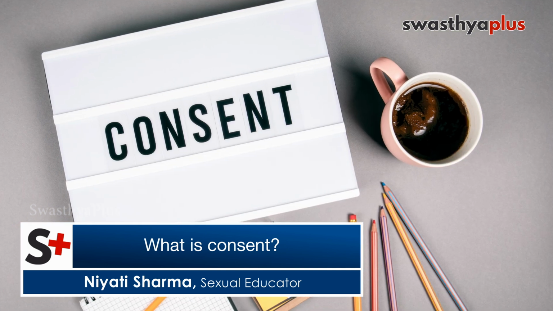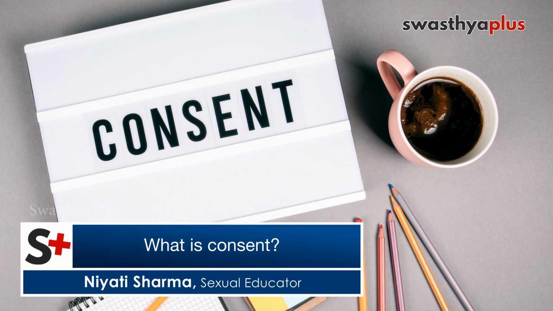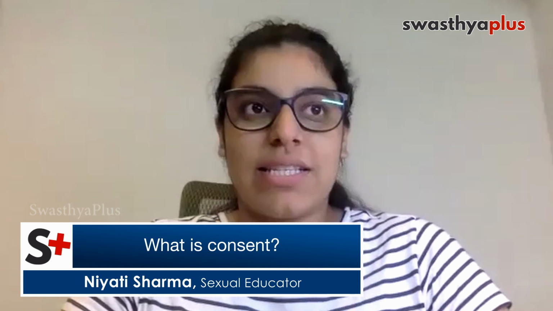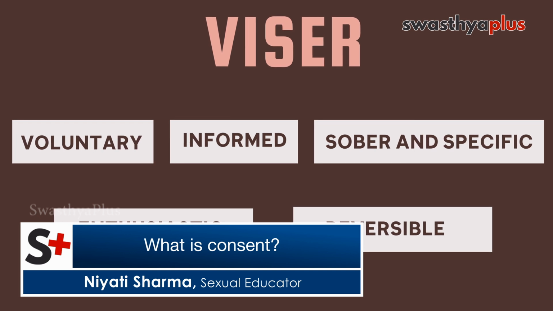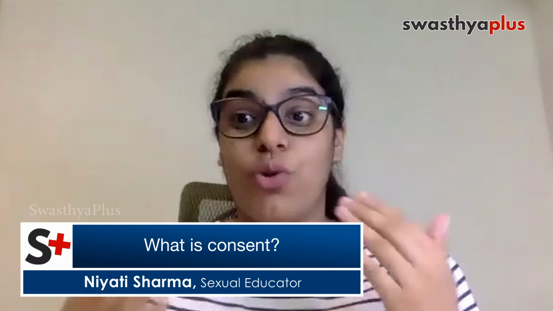There's really a lot of different aspects of consent that need to be accounted for, right? So the acronym that we use at Pratisandhi is called VISOR, which is basically V being voluntary, I being informed, which means you know exactly what you're talking about. You can't consent to something if you don't know what you're talking about, right?